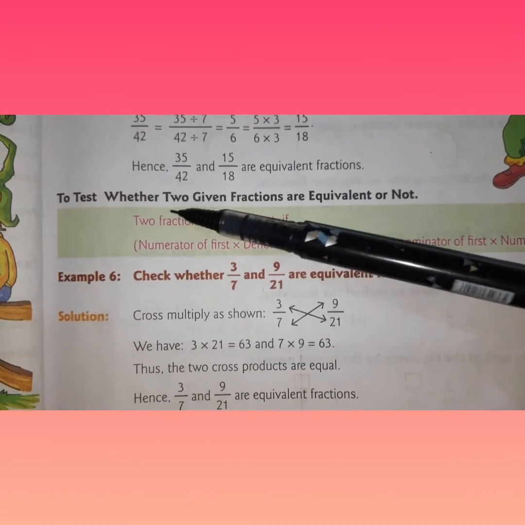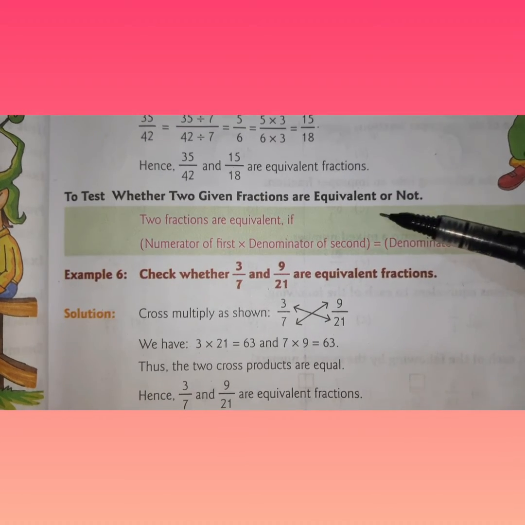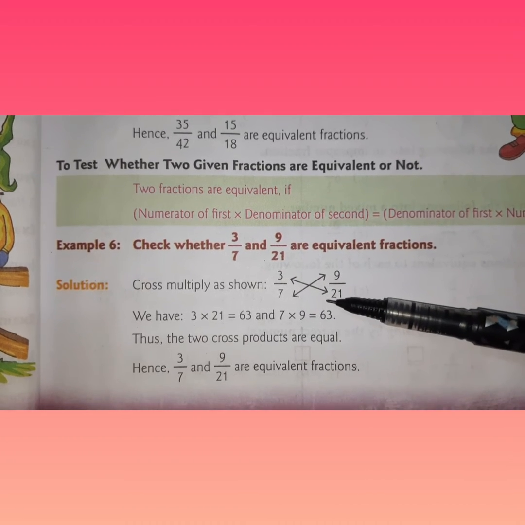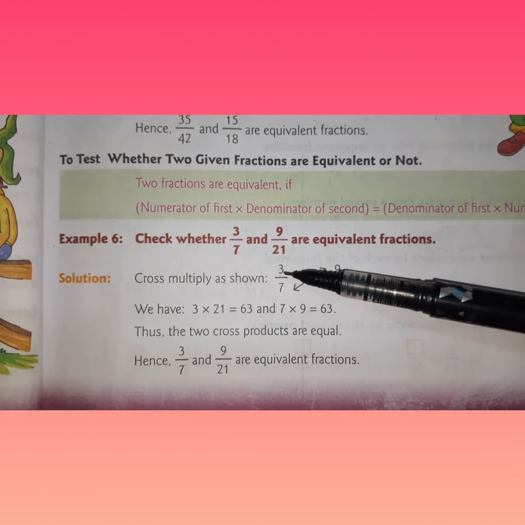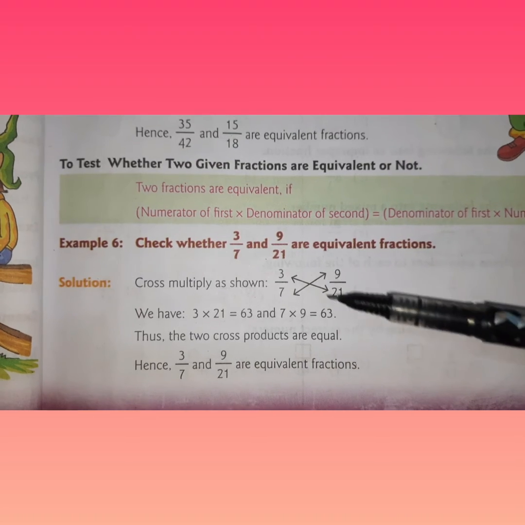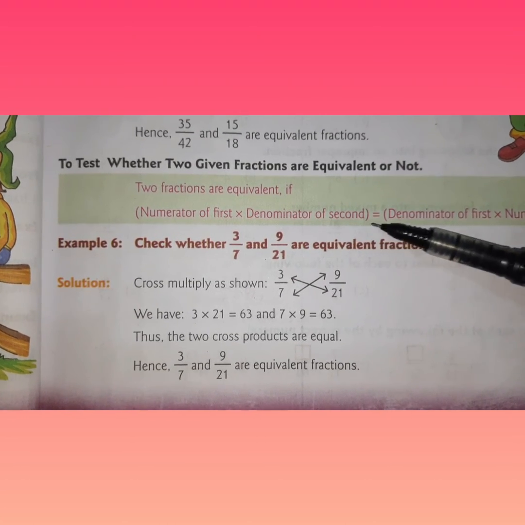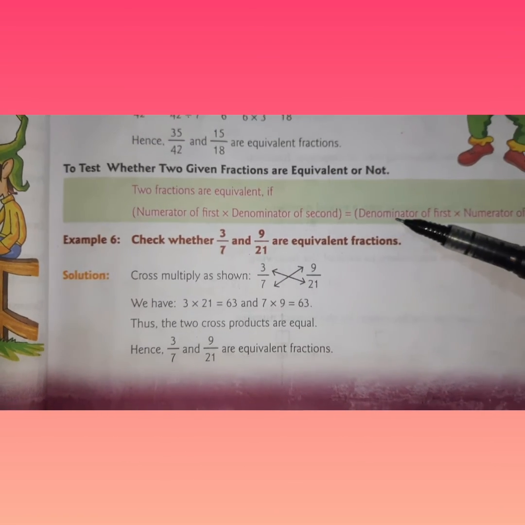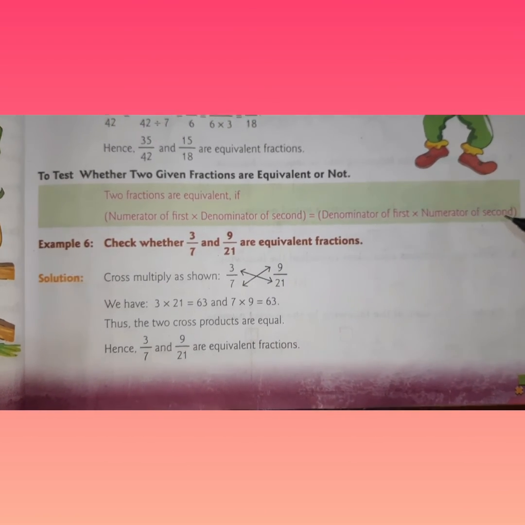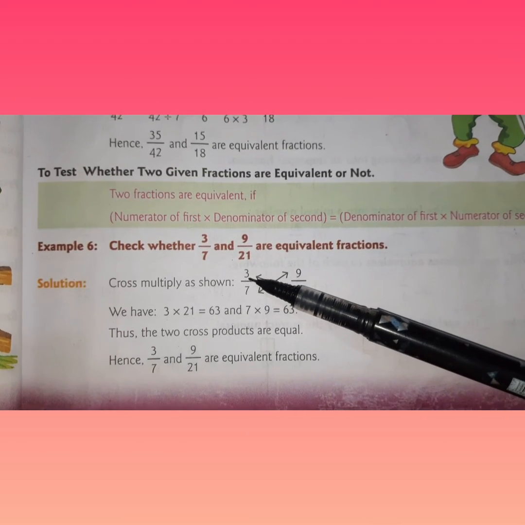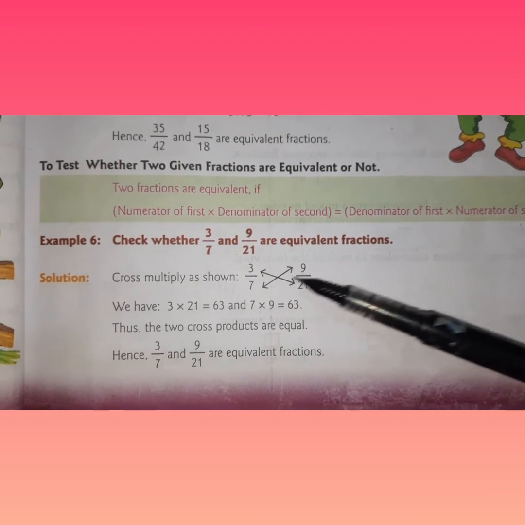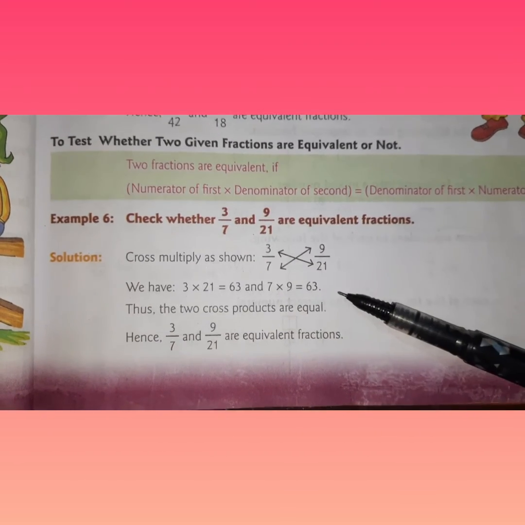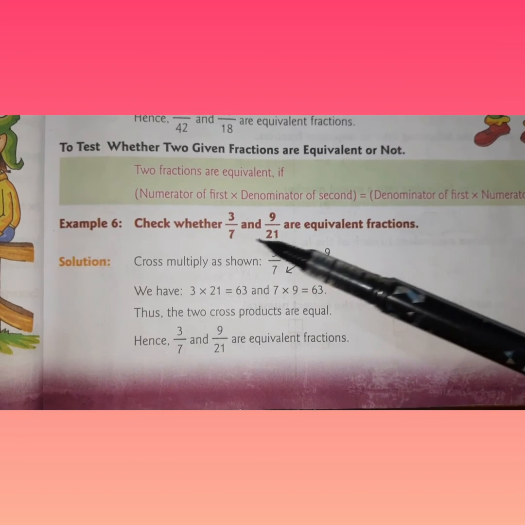Next is to test whether two given fractions are equivalent or not. To test for equivalence, we do cross multiplication. For cross multiplication, the numerator of the first is multiplied by the denominator of the second. 3 is multiplied by 21 and 7 is multiplied by 9. Denominator of the first is multiplied by the numerator of the second. So when we multiply, we get 63, both are equal. So these two are equivalent fractions.